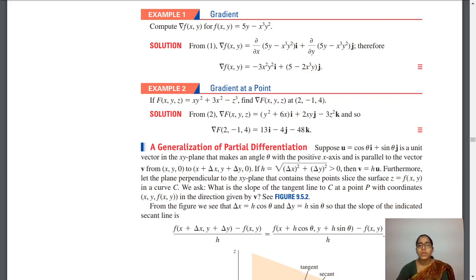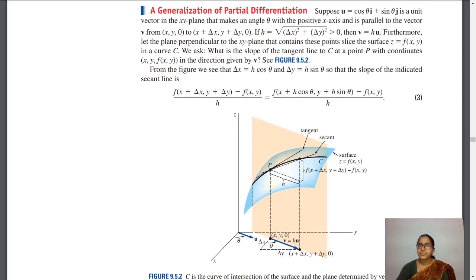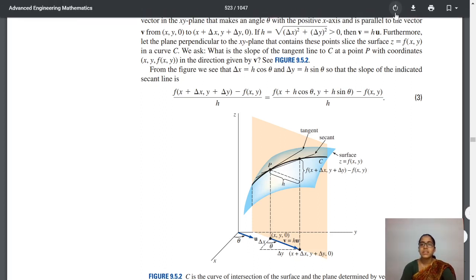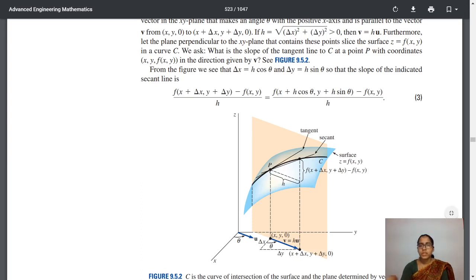So next we are moving on to the definition of directional derivatives. In the beginning of the session we had said that we are going to find the derivative in any given direction. So here we are going to consider any unit vector, say u is equal to cos theta i plus sin theta j. That is the most general form of a unit vector because the magnitude of u will be 1. And we are going to consider another vector which is parallel to this vector u. This vector is considered from the point (x, y, 0) to (x plus delta x, y plus delta y, 0). This is the vector v.